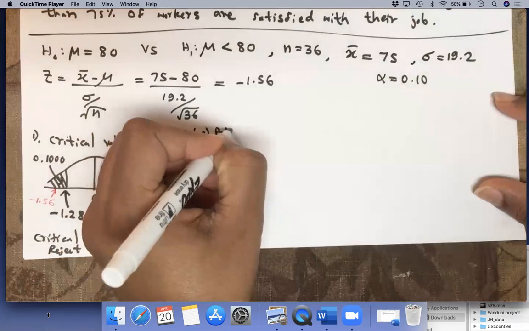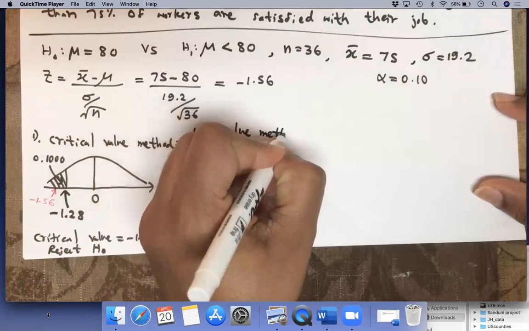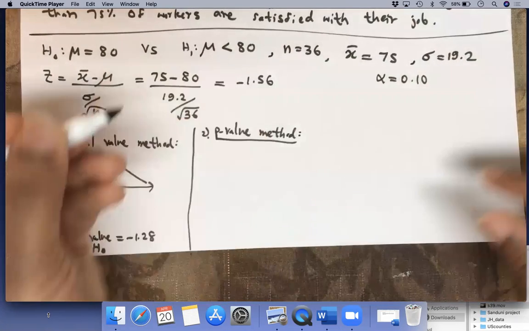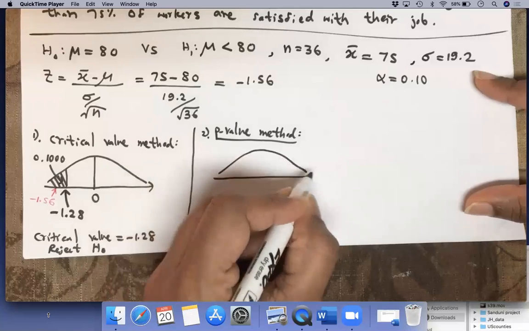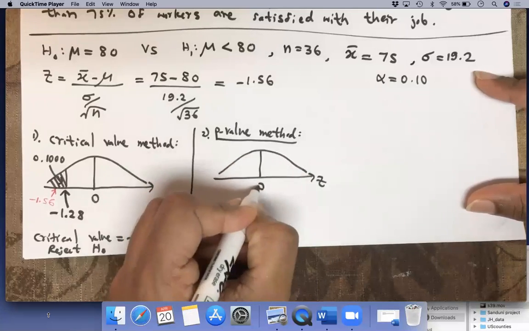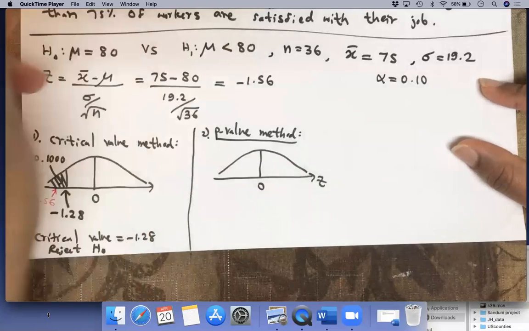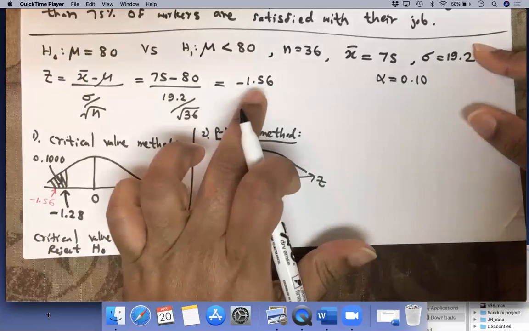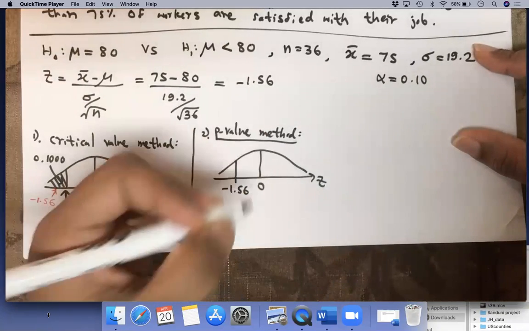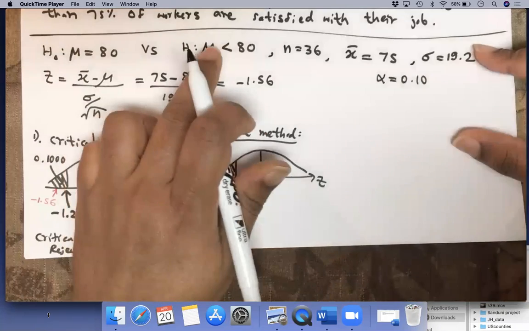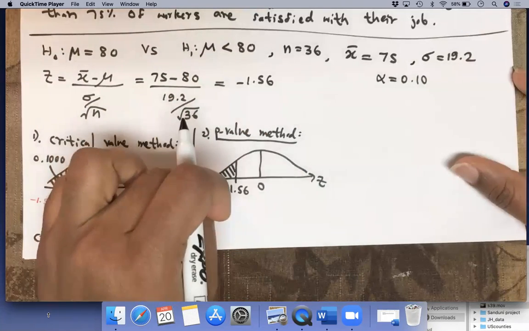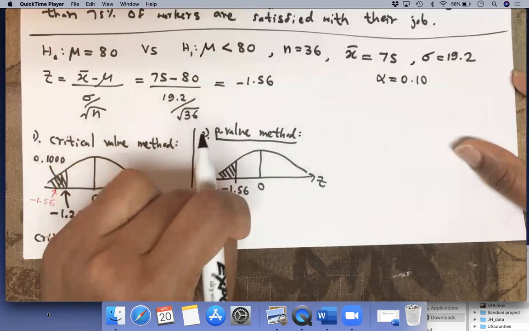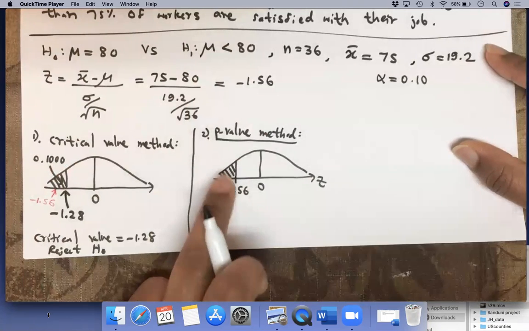Now, using the p-value method, I will show you how to do this one. Again, draw the picture. Middle is 0. Now we have the negative test statistic. First mark it here. According to the p-value method, you have to use your test statistic, negative 1.56. If it's a left tail test and you want to find the p-value, what is that? The area to the left of your test statistic.